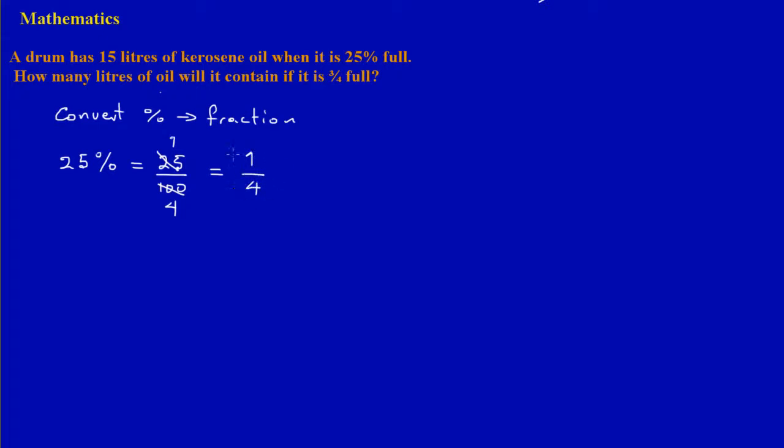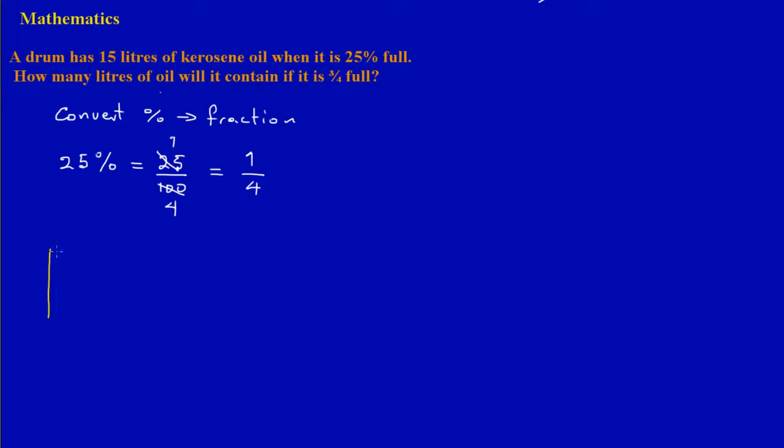So basically what this problem is saying, and I'm just rephrasing it now using this value 1 over 4, is that when a drum has 15 liters of kerosene oil, a quarter of the drum is full. All right, so 15 liters only fills a quarter. So we can do a rough sketch here now to just make some practical connections.